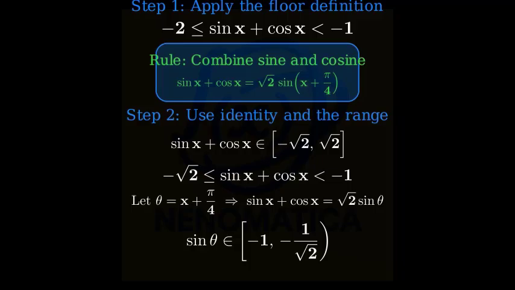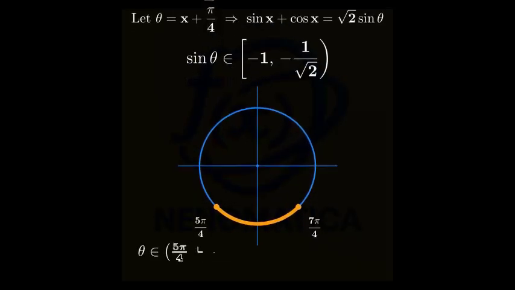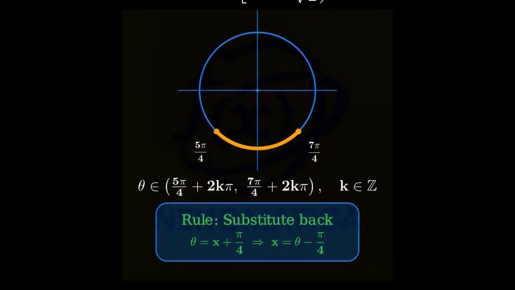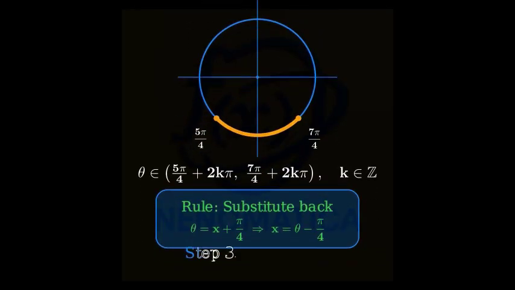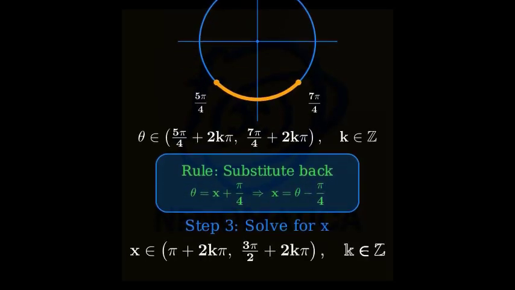To visualize the theta interval, let's use the unit circle. The values where sine theta is less than -1 over square root of 2 lie strictly between 5 pi over 4 and 7 pi over 4. Hence, theta is in the open interval from 5 pi over 4 to 7 pi over 4, plus any multiple of 2 pi. Step 3. Substitute back using theta equals x plus pi over 4. Subtracting pi over 4 from the interval bounds gives x in the open interval from pi to 3 pi over 2, plus any multiple of 2 pi.